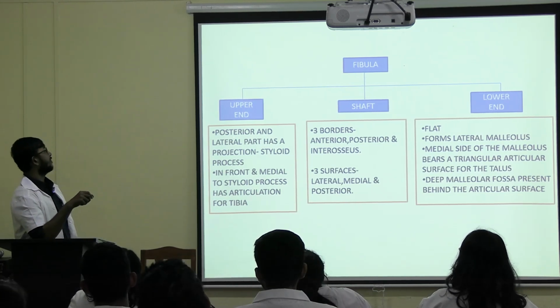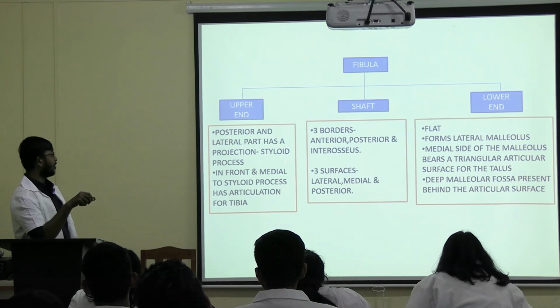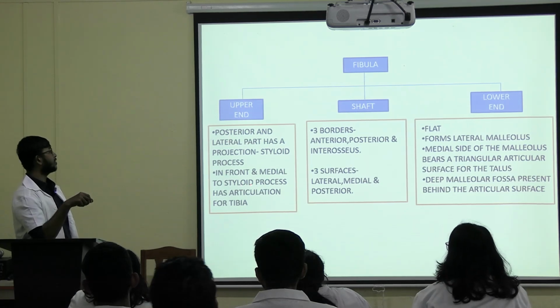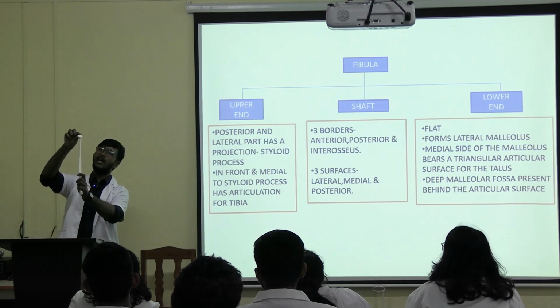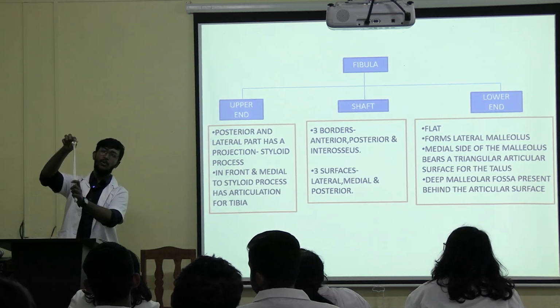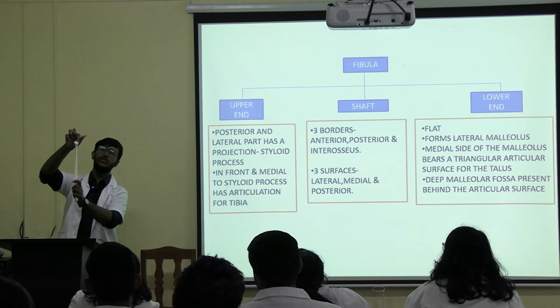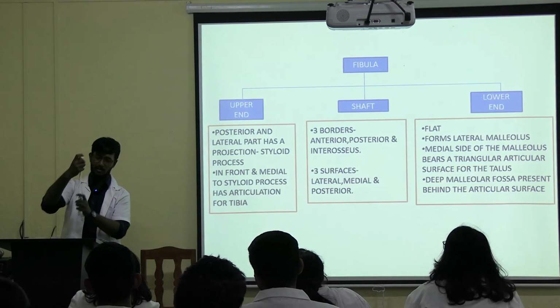The upper end has the styloid process posteriorly and laterally. In front of and medial to the styloid process is the articulation for the tibia. So if this is the styloid process, anteriorly, front meaning anterior, and medial, this should be the facet for the tibia.